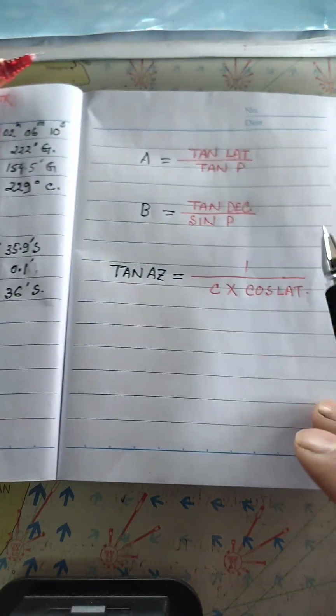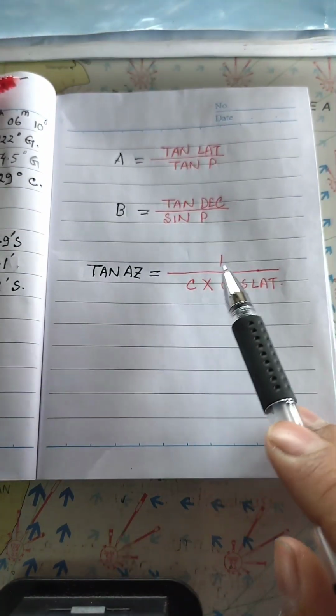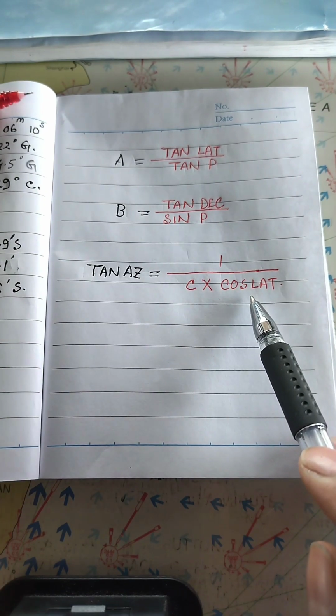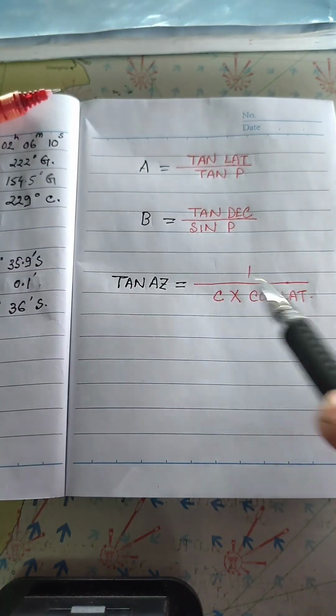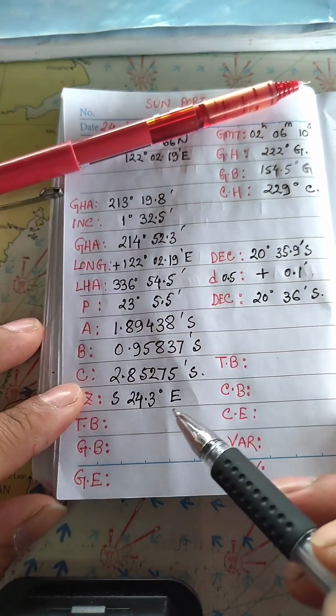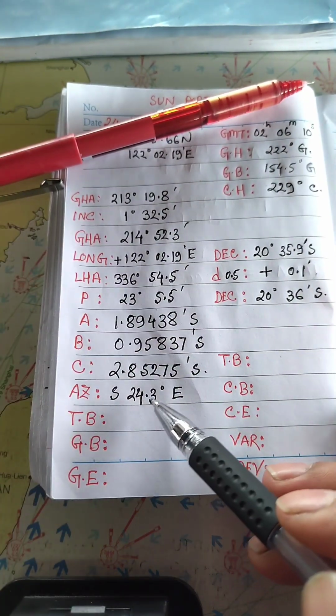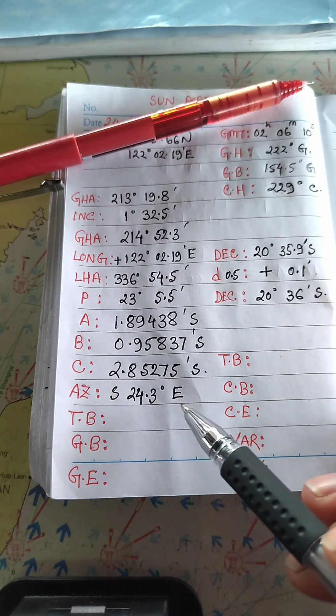Guys, you can do this calculation by this formula also. Tan azimuth is equal to 1 by C into cos lat. Guys, I already found my azimuth value by using this formula. So azimuth is, you see, 24.3 degrees. Suffix is south, prefix is east.